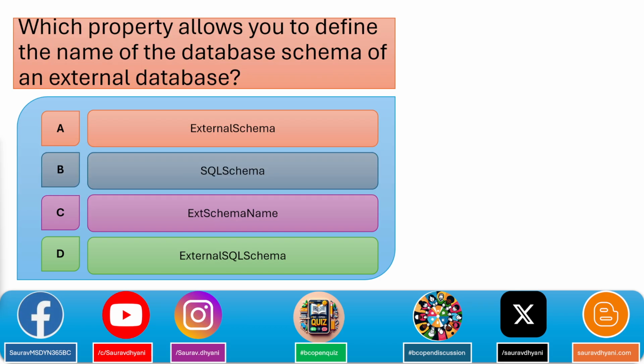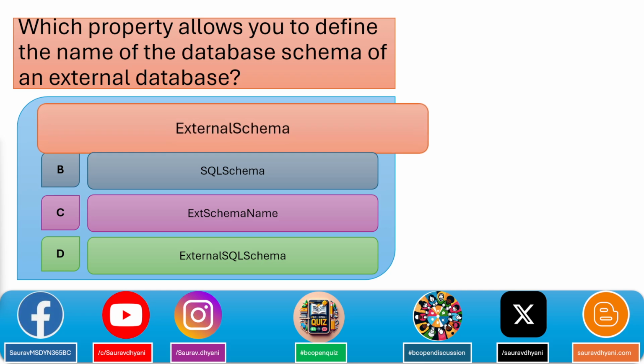Next up, which property allows you to define the name of the database schema of an external database? So you have an external database where you have a table defined. Which of these properties will allow you to define the name of that database schema which is defined on an external database? The options are external schema, SQL schema extension, external schema name, or external SQL schema. The correct answer is external schema.